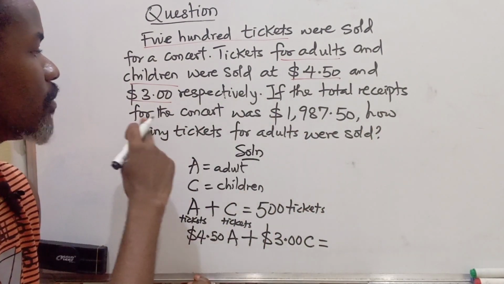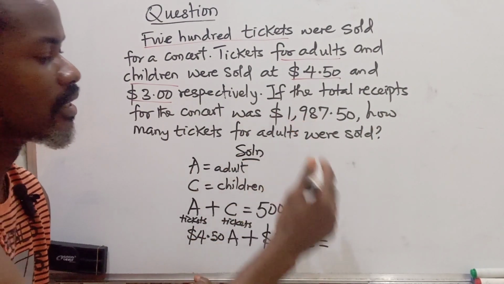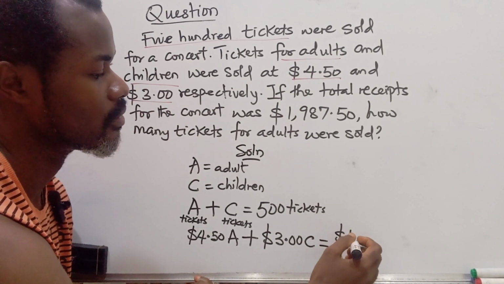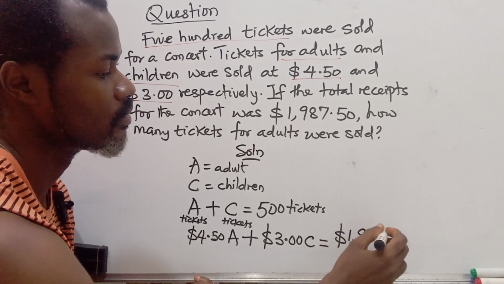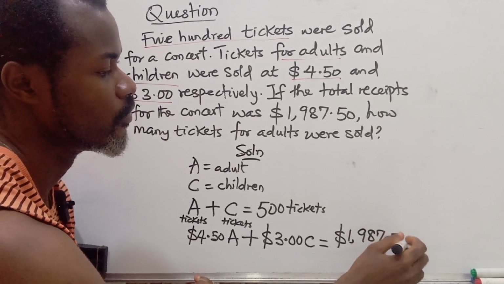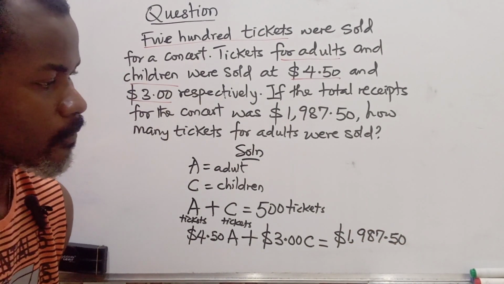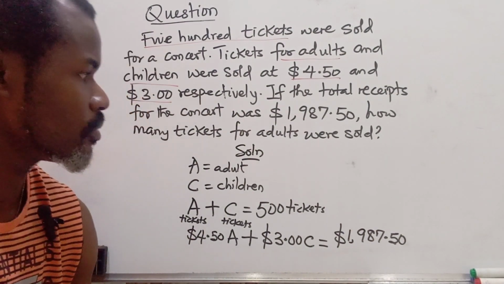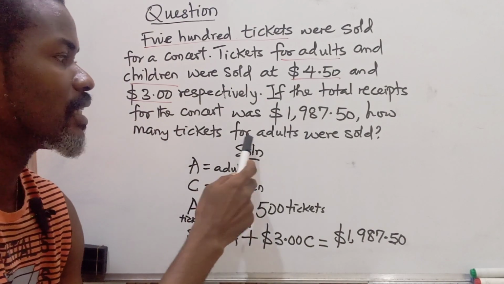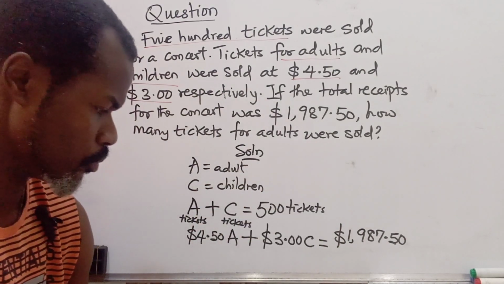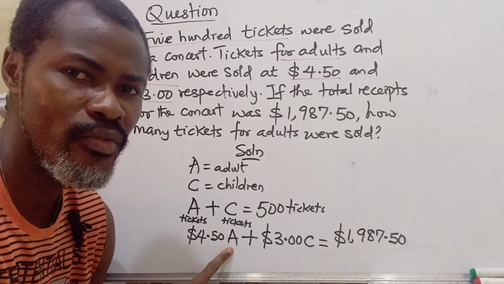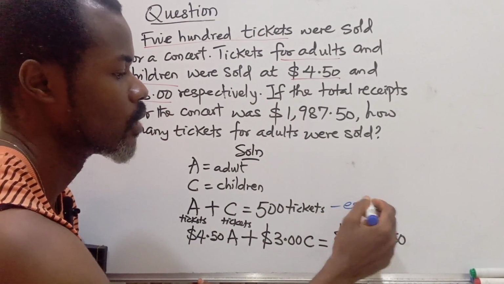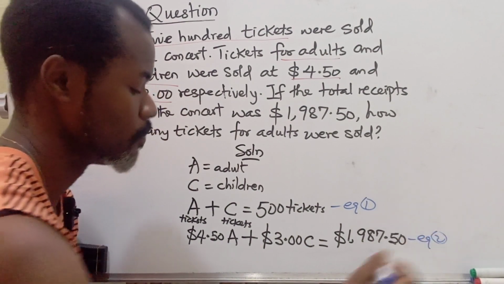Now, the total receipts for the concert, which is the total amount that was sold, was $1,987.50. The question says, how many tickets for adults were sold? So we want to solve for A. From our observation, we can call this our equation 1 and this our equation 2.